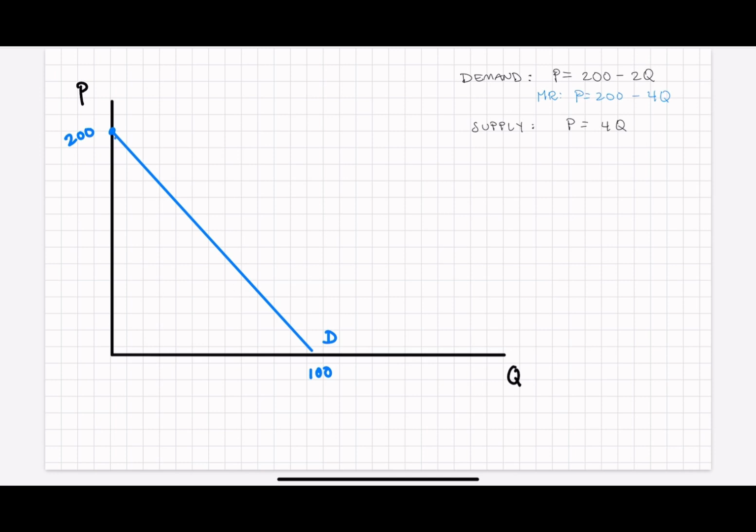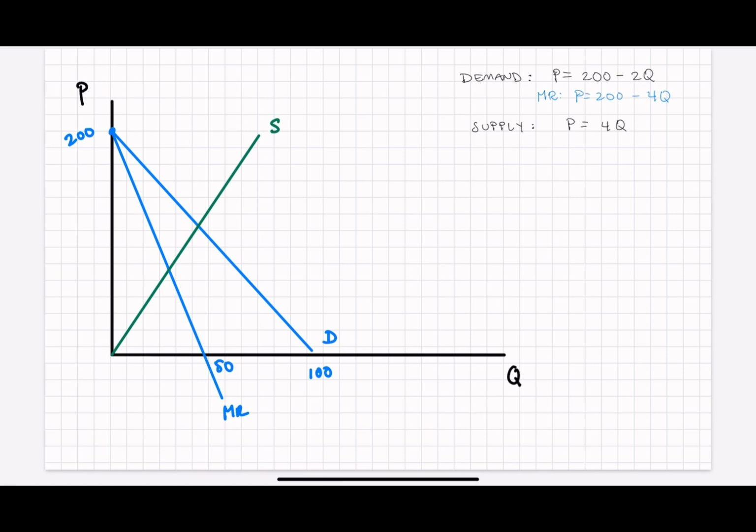And so if that's here, it's going to start at 200 and come down here. And the marginal revenue curve will be here, and that'll cross at 50. Now the supply equation we can graph out as well. So it's going to start at 0 and go up. And so this is our supply, and it's going to be 4Q.